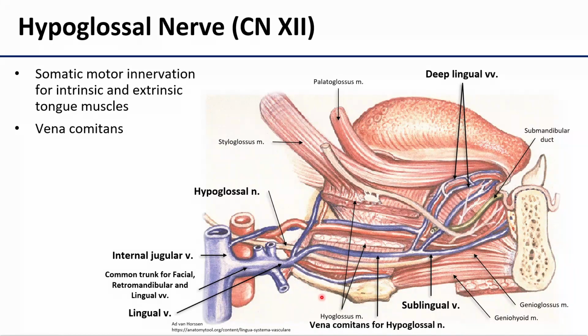A branch of the lingual drainage system is also going to be traveling along with it. So it has no matching artery here, therefore we call it the vena comitans of the hypoglossal nerve.